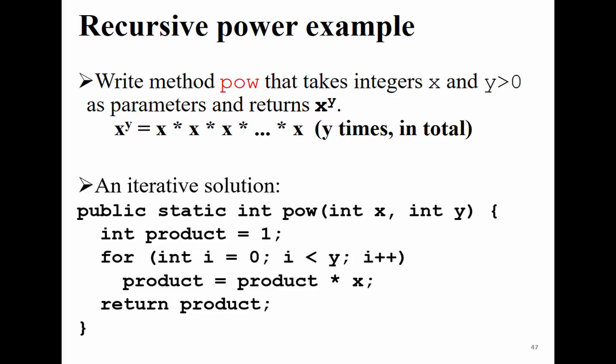We start with the product equal to 1. You cannot start with the product equal to 0, or we'll end up with the result equal to 0. So we have input x, we have input y. We go through the loop from i equal to 0 until i is less than y, i plus plus. Then we multiply the product times x. Then we return the product. If I ask you to take 1 or 2 minutes and write down the recursive approach, or recursive solution, for this problem.